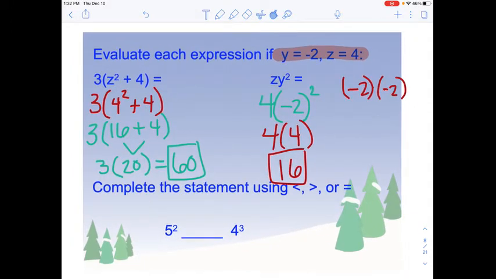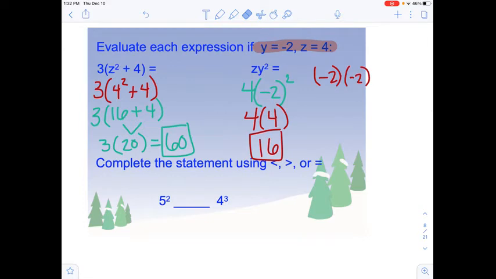So notice too that this would be different if we did the multiplication before we did the exponents. So if we took 4 times -2 first, 4 times -2 would be -8. And then if we squared that, we'd get an answer of +64. Those are not even close to the same. So make sure you do exponents before you multiply.